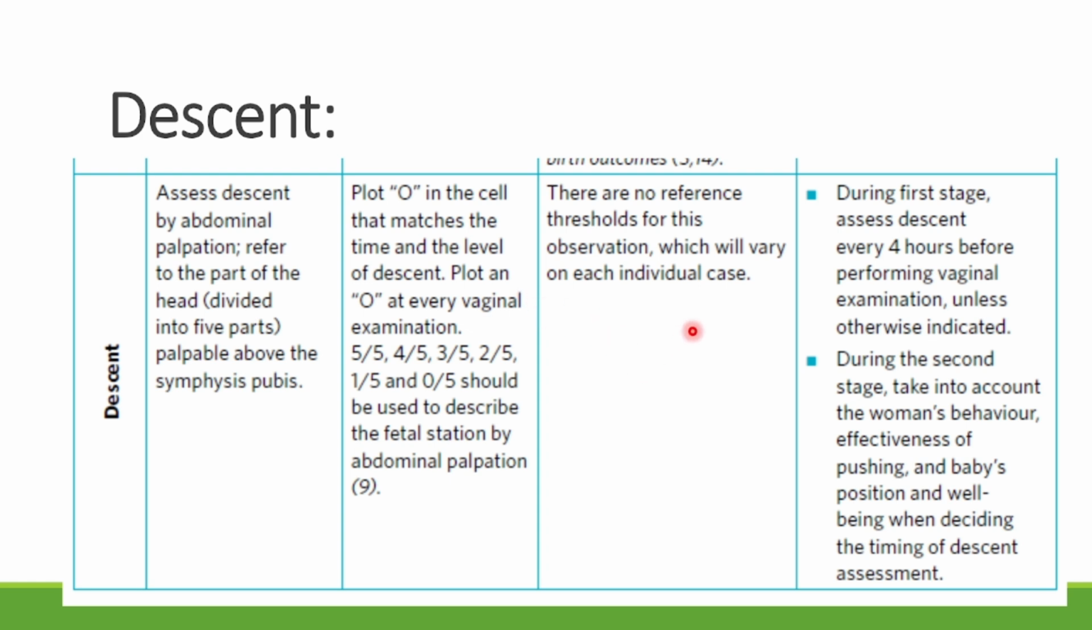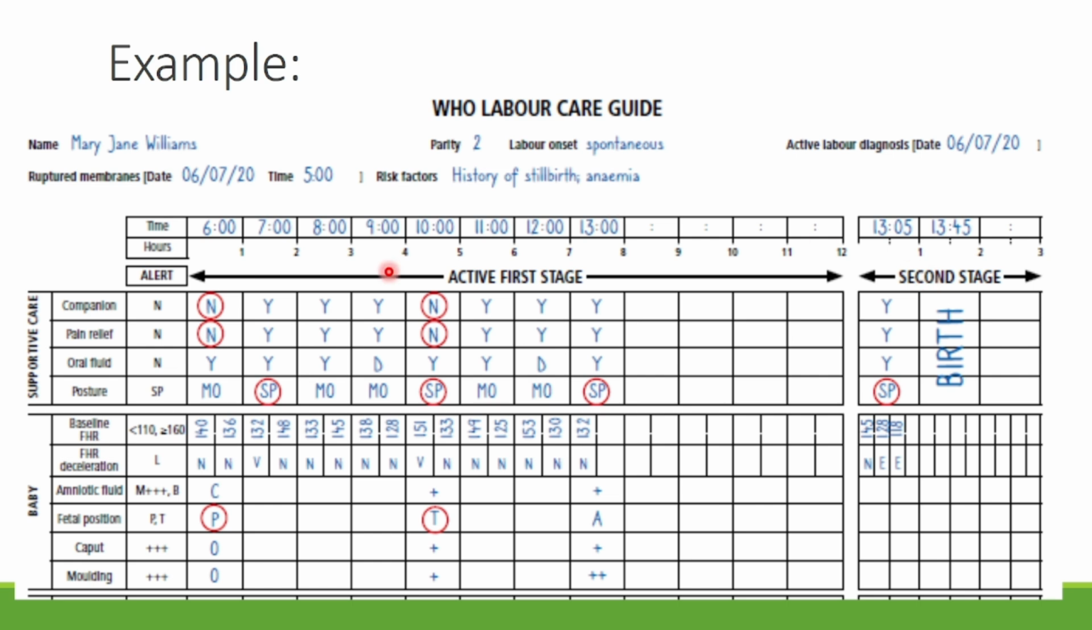There is no reference threshold for this because we know in multiparous women the head may remain floating until advanced labor, and still it may engage and deliver easily. They record this every 4 hours with vaginal examination or otherwise as indicated. Let's go to Mary again.